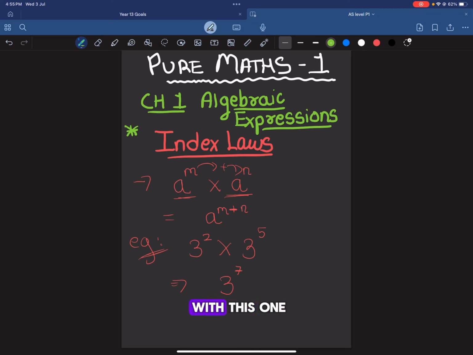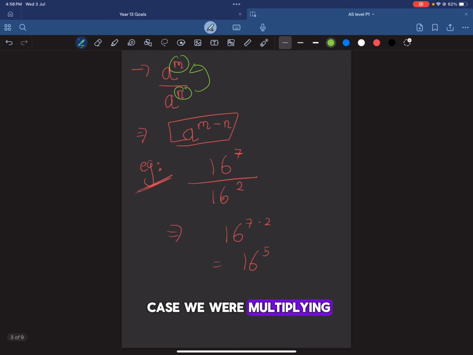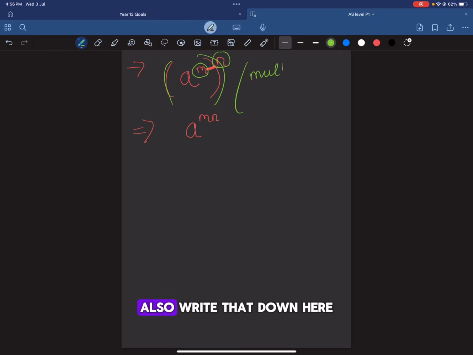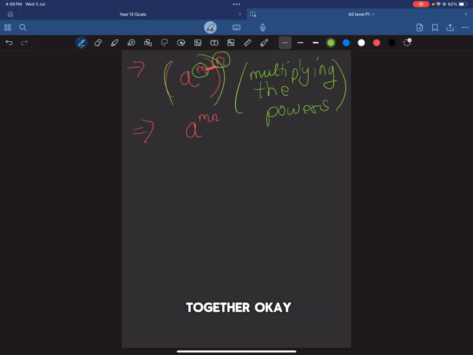Okay, do not confuse it with this one. Here we are doing the multiplication of the bases together. So I'll just write that down here. We are multiplying the base in this case, whereas in the other case we were multiplying the powers. Okay, because here's a bracket and we've got 2 powers. Always remember, if you have a bracket and then there are 2 powers, you multiply them straight up. Okay, I'll also write that down here. This time we are multiplying the powers together.